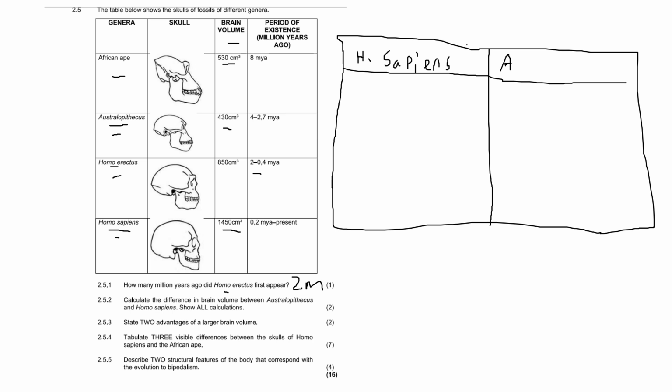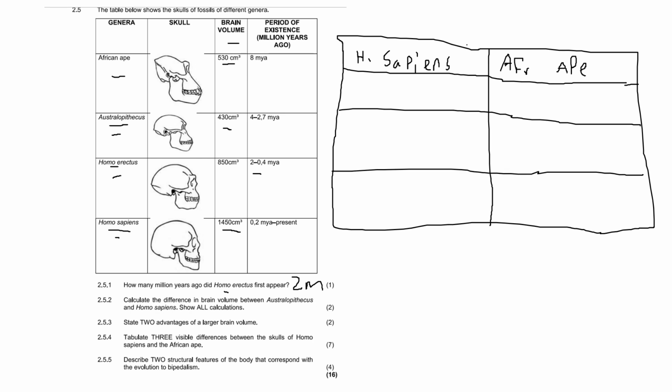African ape. I wonder how these guys were back in the day, eating raw meat. Evolution is nice. Okay, Homo sapiens. We need three differences now. So Homo sapiens, that's us here. You can see we're comparing the two of us. Remember, we've got a bigger brain.